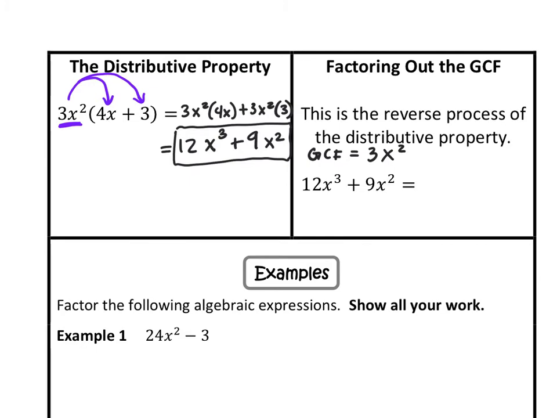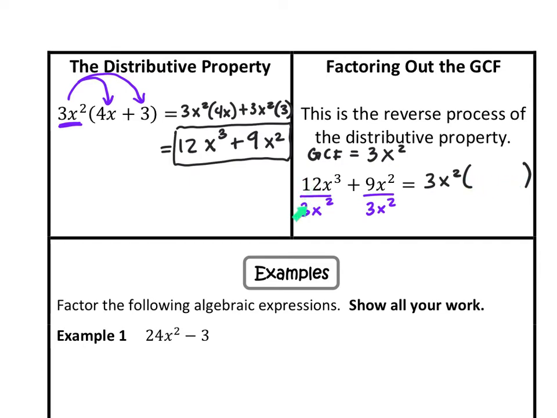Okay. And so if I'm going to factor out this GCF, what's going to be left in the parentheses? Working in the opposite direction, what we want to do is divide by the GCF. Let me write that again: 3x squared. Divide both of these terms by the GCF, and whatever we get when we divide, we're going to write inside the parentheses.